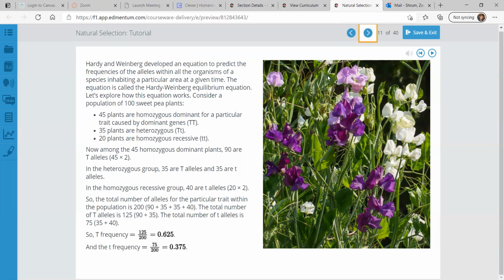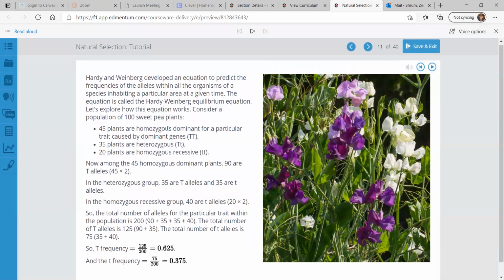Consider a population of 100 sweet pea plants. 45 plants are homozygous dominant for a particular trait caused by dominant genes. So what that means is homozygous means they have the same alleles, TT, and it's dominant. That's why they're capital TT.